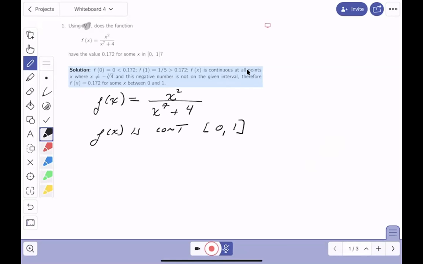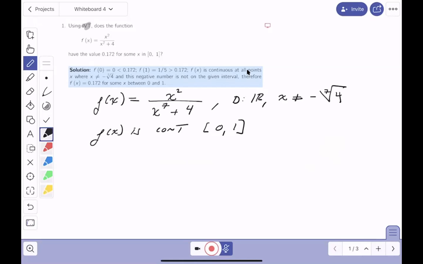Now, why do I know that? The domain of this function is all the real numbers except x can't be minus, what would that be? I guess the 7th root of 4. And by the way, that's a negative number. It's nowhere near 0 to 1. All right, this is good news. All right, I did that. And the IVT really depends on that.